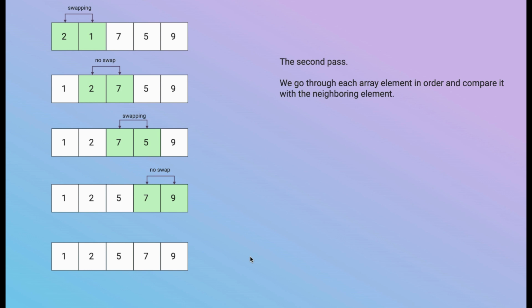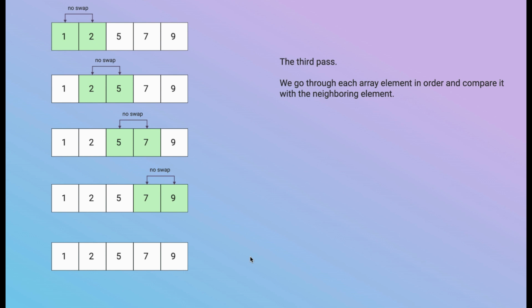Well done. But how to programmatically understand that we have a sorted array and stop repeatedly going through the array? Let's continue and start the third pass. We also go through each array element in order and compare it with the neighboring element. We'll count how many exchanges we do. When we start the third pass, the count of exchanges equals 0.